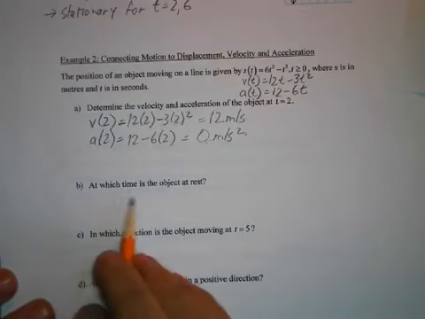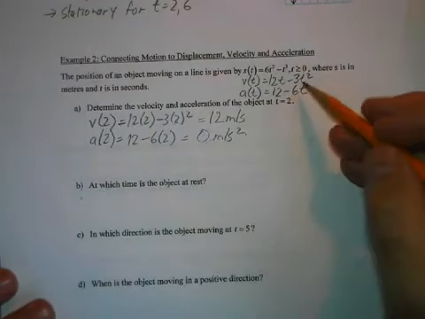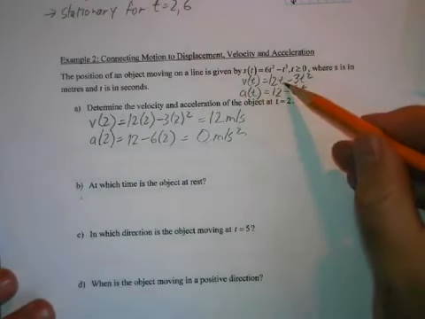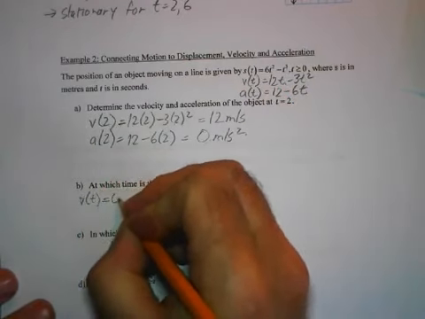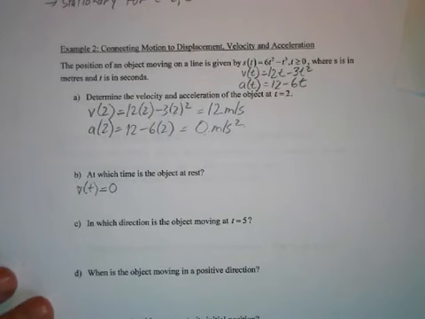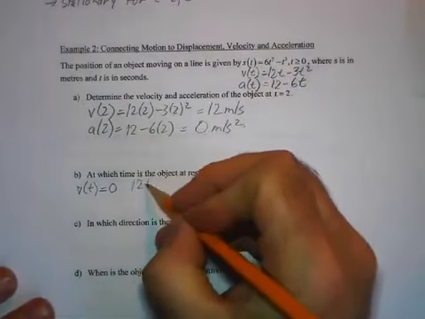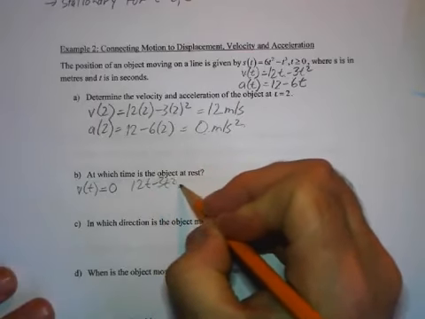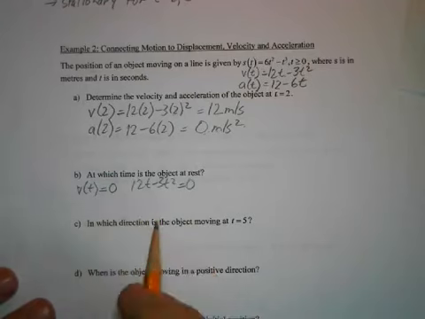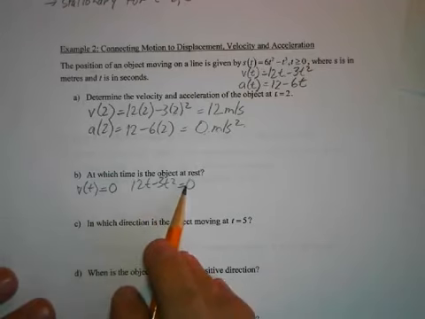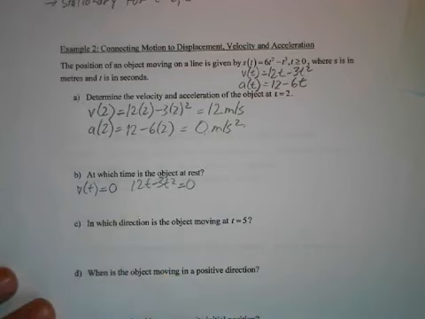All right, at which time is the object at rest? So at rest means the velocity is 0. So we're looking to solve v of t equal to 0. Okay, so we take our v of t equation, 12t minus 3t squared, set it equal to 0. Well, this is a quadratic, and we've got one side already equal to 0. So let's factor this out.